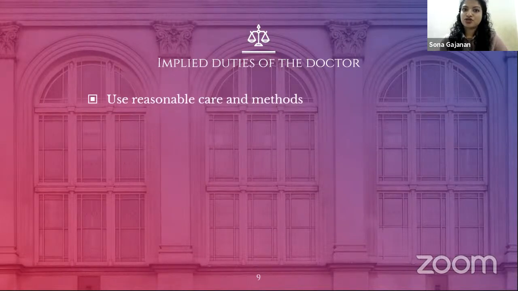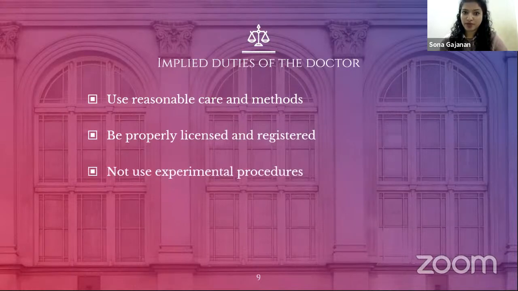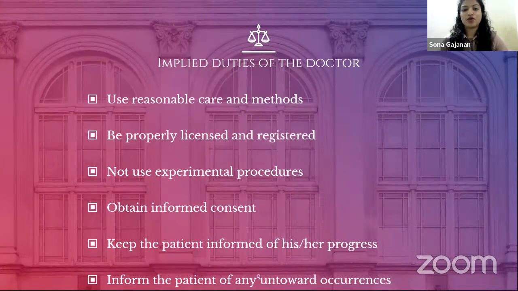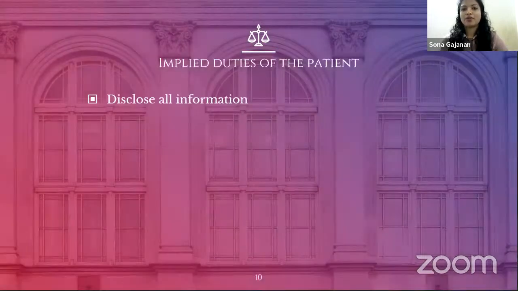The doctor should use reasonable care and methods to treat the patient. He or she should be properly licensed and registered. He should not use experimental procedures, and he should obtain informed consent for any treatment administered. He should keep the patient informed of his or her progress, and inform the patient of any untoward occurrences.